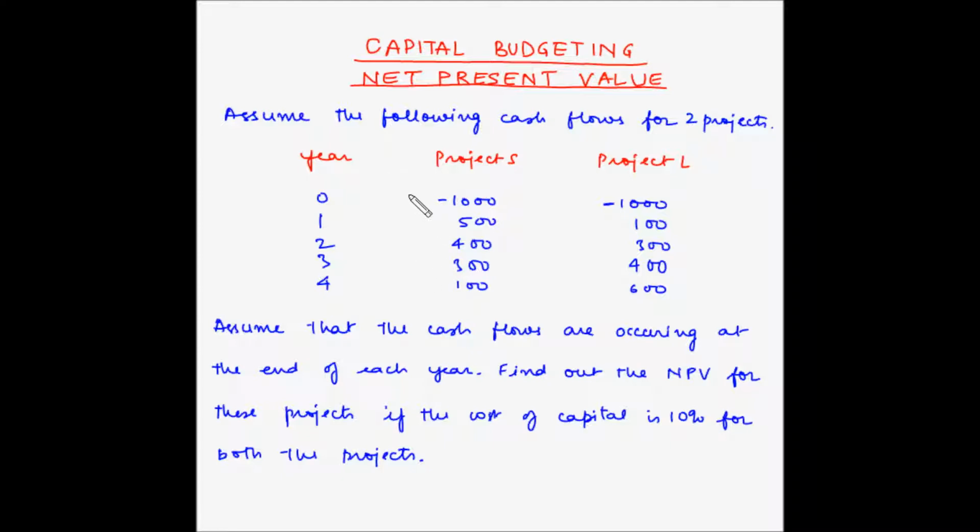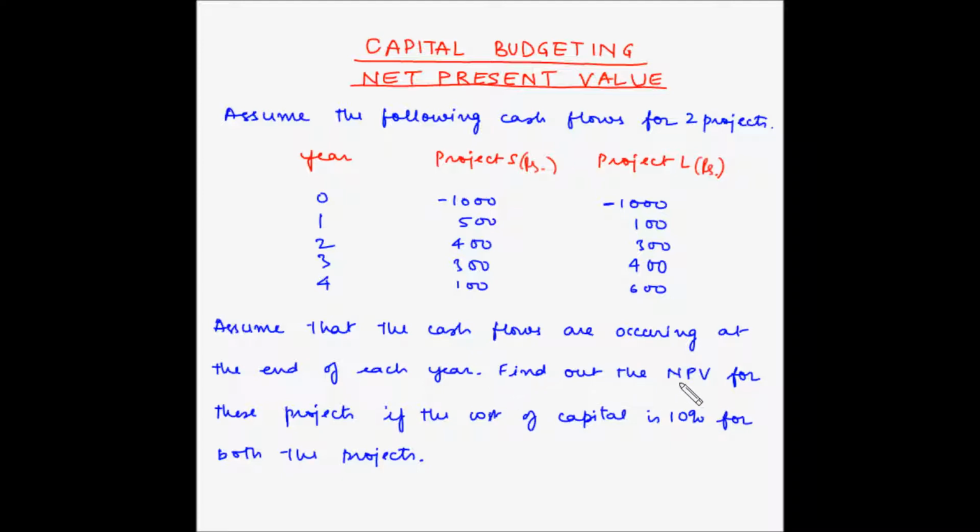Assume the following cash flows for two projects. So we have been given the years, and there are two projects, project S and project L. The initial outlay for both the projects is 1000 rupees, and the cash inflows for both the projects have been provided to us. Now assume that the cash flows are occurring at the end of each year.